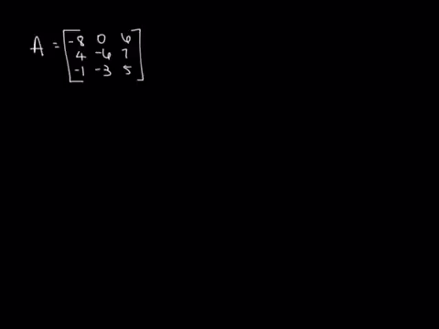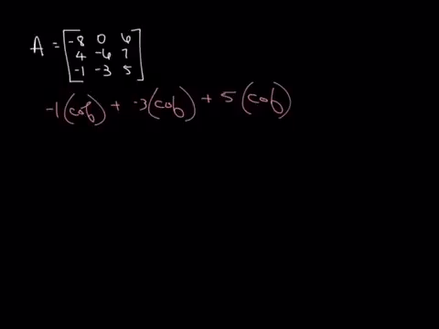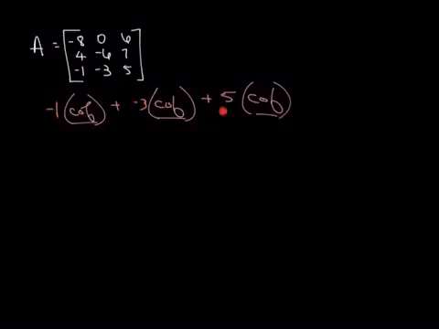Okay, so let's kind of write out what we're going to do here. We're going to take each element, negative 1, negative 3, and 5. We're going to multiply each one by their cofactor, and then we're going to add them together. So negative 1 times the cofactor plus negative 3 times the cofactor plus 5 times the cofactor. Okay, so now what we need to do is find the cofactors of each one of these, multiply them by the numbers that we have here, and then add them together. And that's really all there is to that.